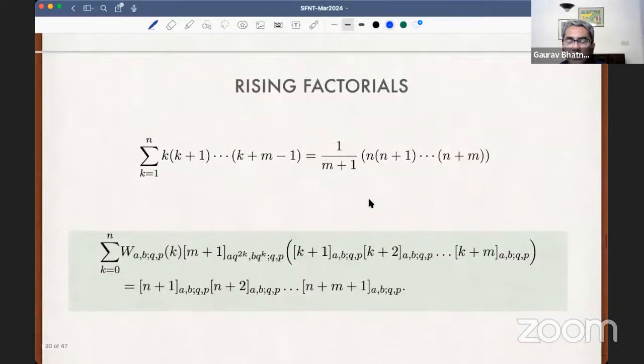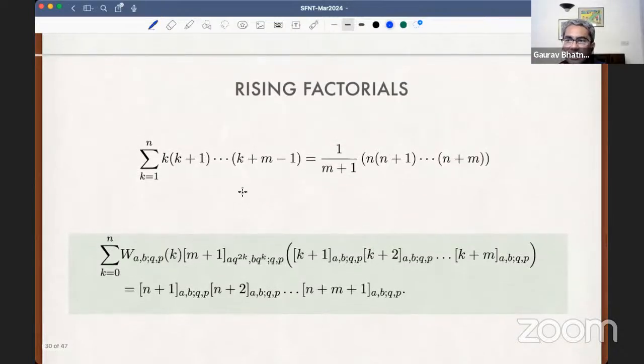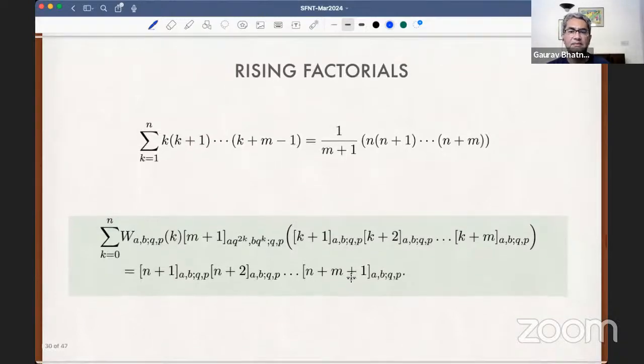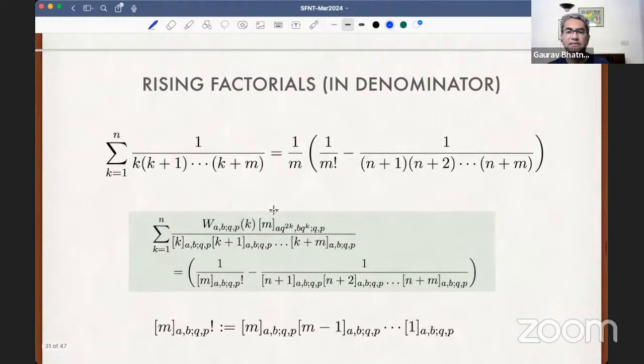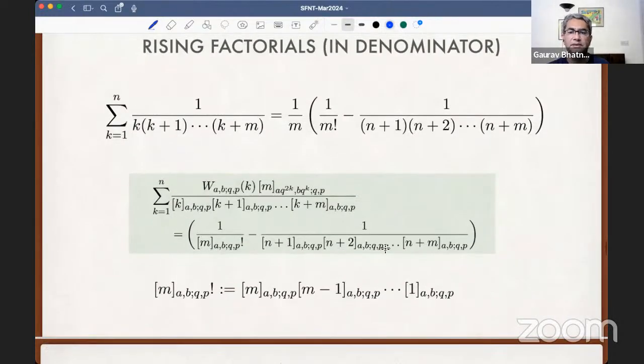So here's another one. This is a classic telescoping identity for rising factorials, and we get something very similar. And then with rising factorials in the denominator, we get something very similar. So the proofs are quite easy. They follow from Euler's telescoping lemma.